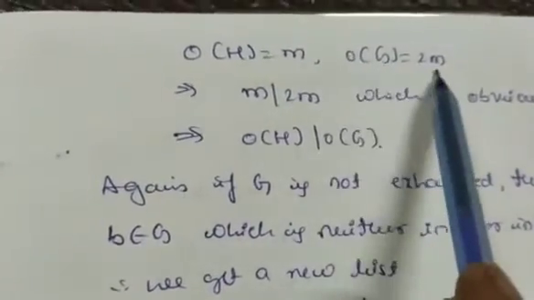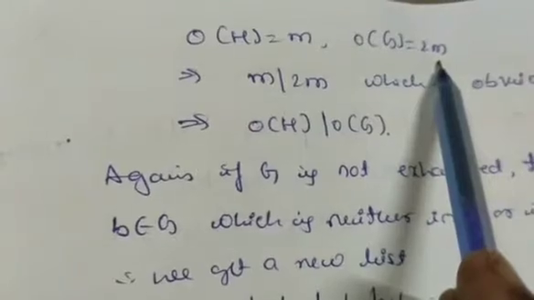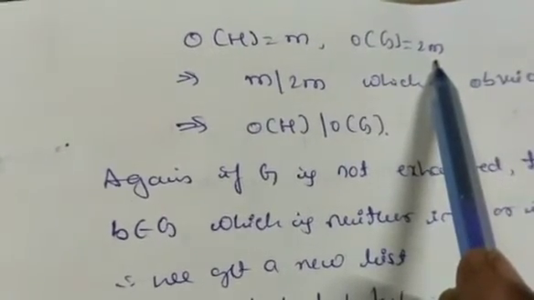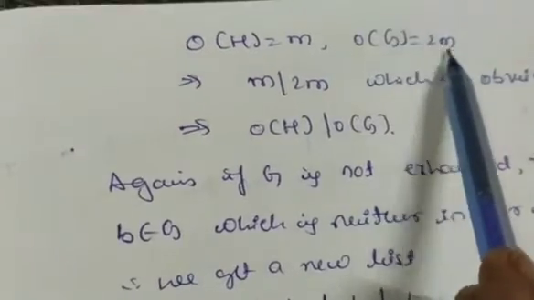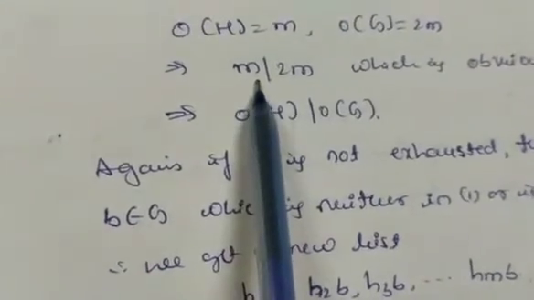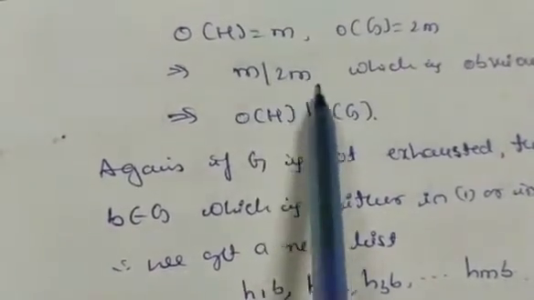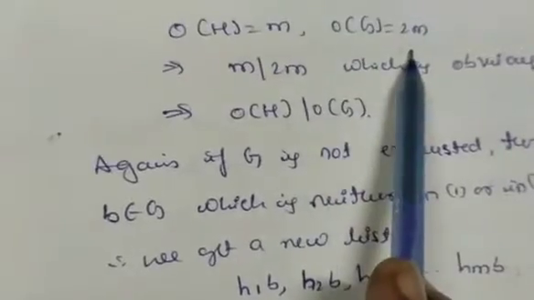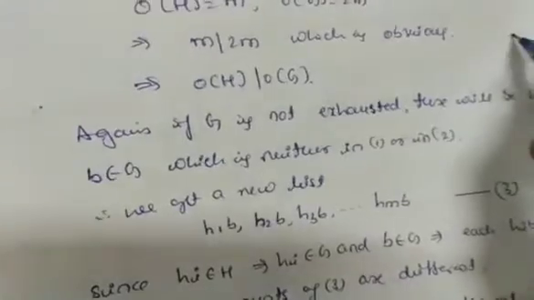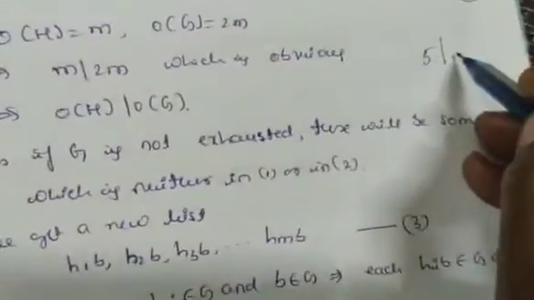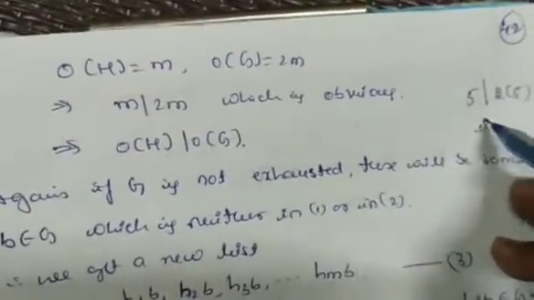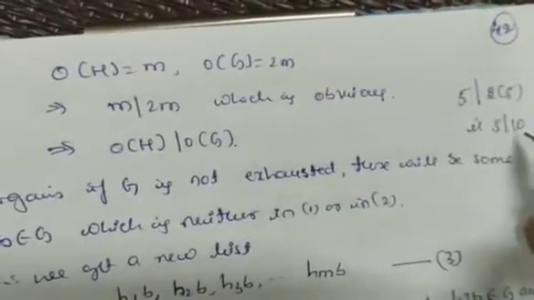How is the order of G equal to 2m? G is the union of equation 1 and 2. Equation 1 contains m elements and equation 2 contains m elements. Therefore the sum of these two is 2m. So according to this definition, m divides 2m. We know m divides 2m definitely. For example, 5 divides 2 into 5, that is, 5 divides 10.